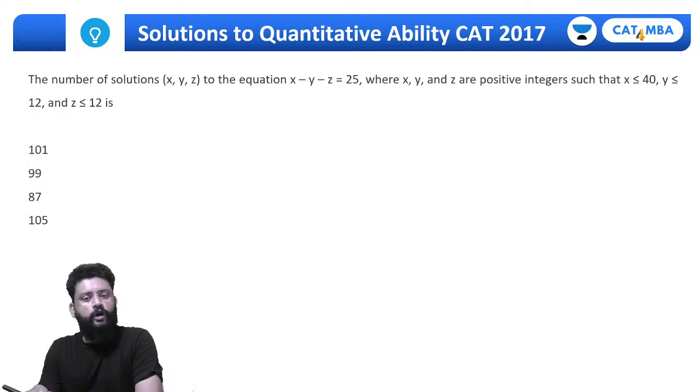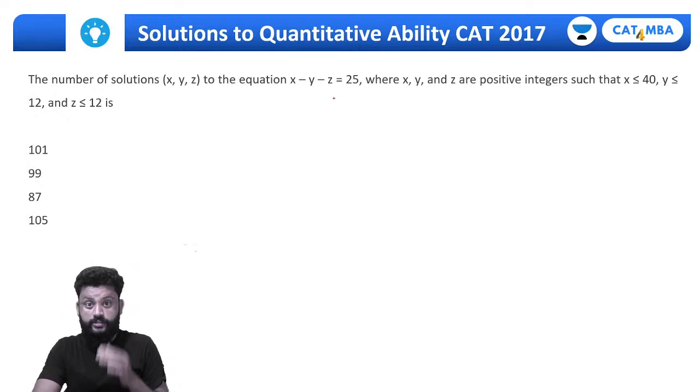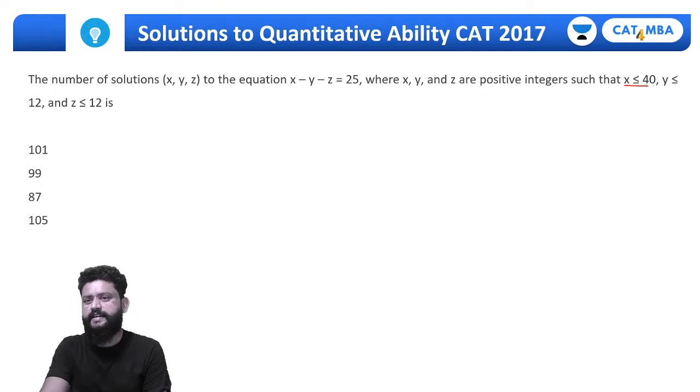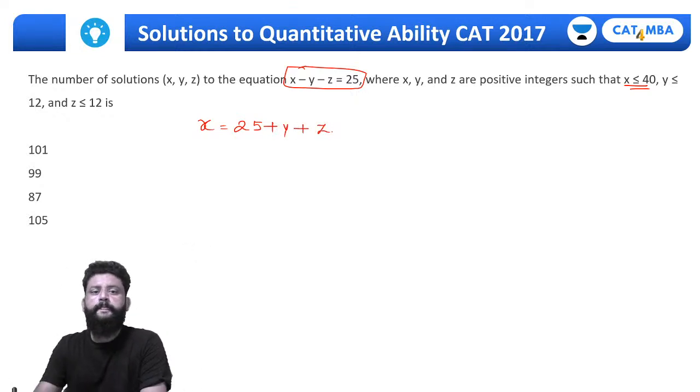Okay, this one is related to counting and really a tricky question you can say. You have to think a bit manually because of this. So we are given the equation that x minus y minus z is 25. Then x, y, z are positive integers such that x is less than 40, y is less than 12, and z is also less than 12. So what I'll do, I'll just modify this equation. Can I write this as x is equal to 25 plus y plus z, right?